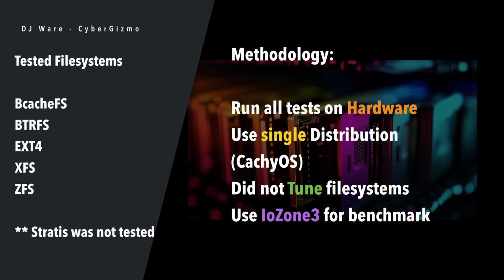So I ran all tests on hardware. I used a single distribution of Linux called Bcachefs. This is an Arch variant. I did not tune the file systems whatsoever, and I'm using IOzone 3 for the benchmark. Now, the reason why Stratis wasn't tested is Arch does not yet include Stratis. There's two parts, the Stratis daemon and the Stratis CLI. Arch does not have either of those, and I did check, it's not there either. So the reason why it was in the previous test was the base OS for that was Fedora.